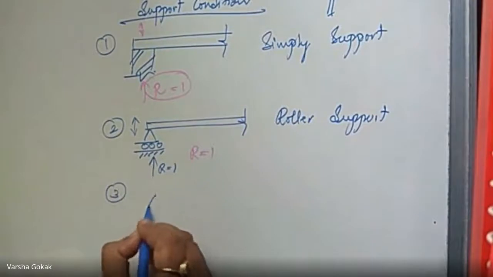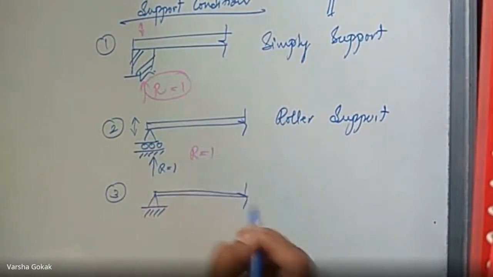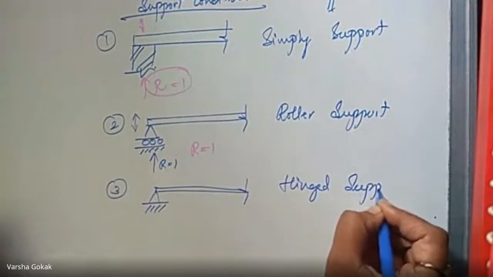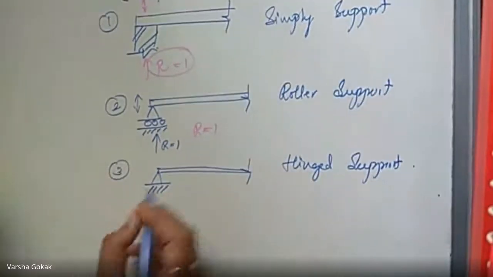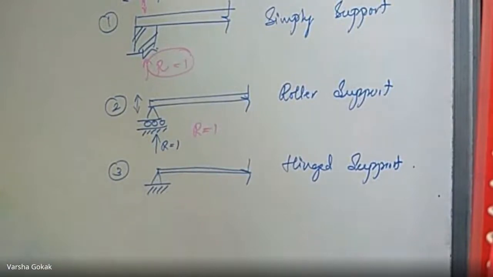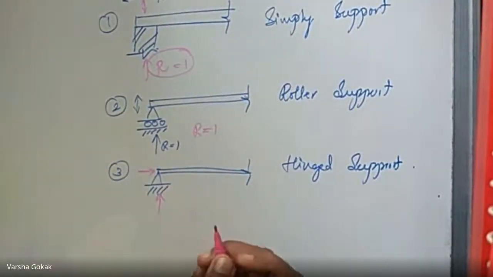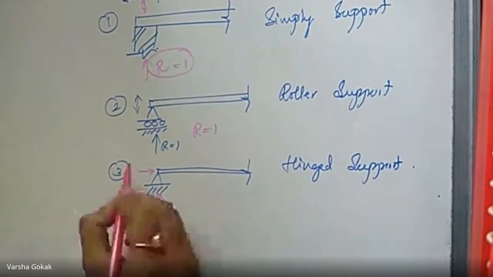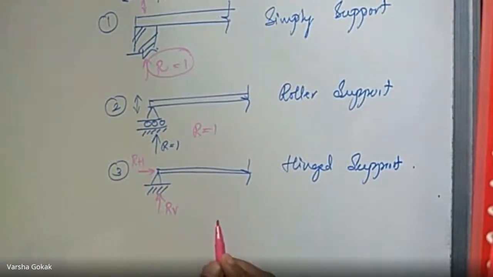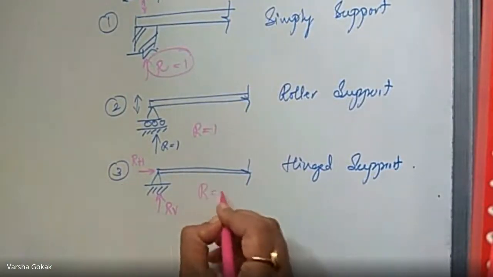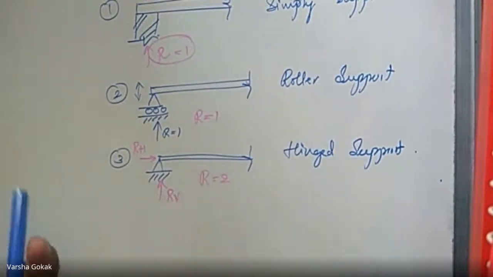Third, what type of support is this? Hinged. Yes, it is a hinged support, and the example I gave yesterday was the door. In case of a hinge, how many reactions are available? 2. So you will have two reactions: one vertical, which I call RV, and one horizontal, which you can call RH, or some call them RV and simply H. So the total number of reactions is 2 in case of a hinged support.